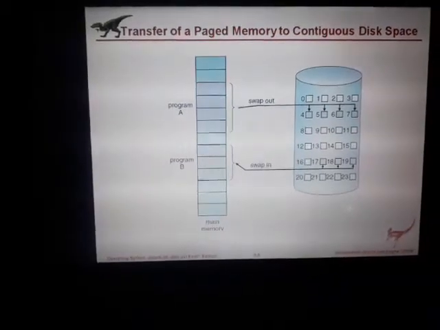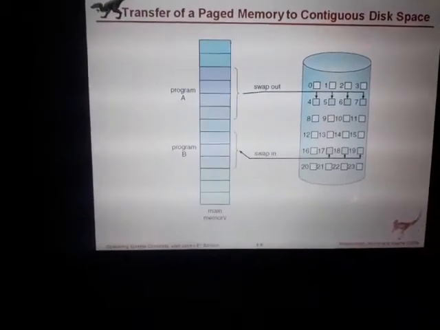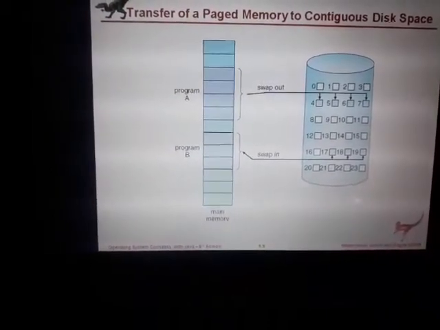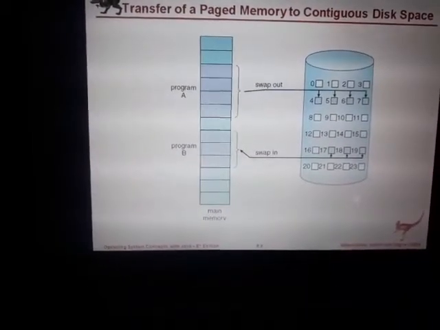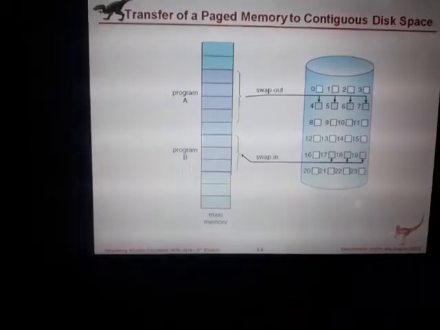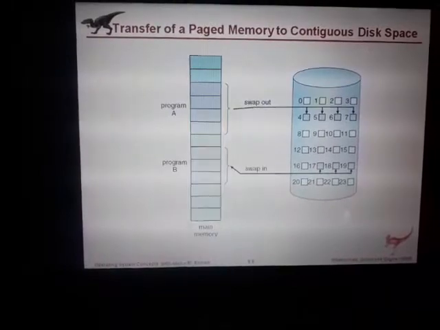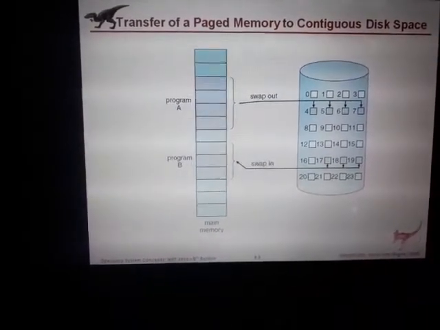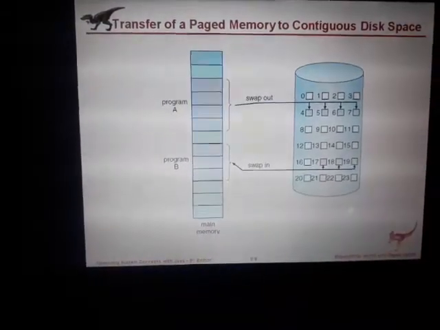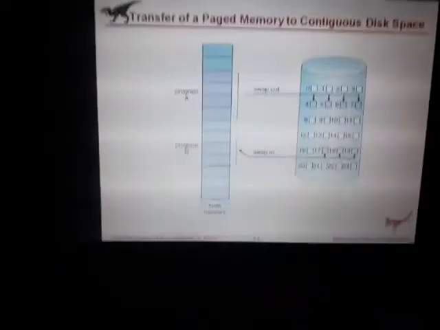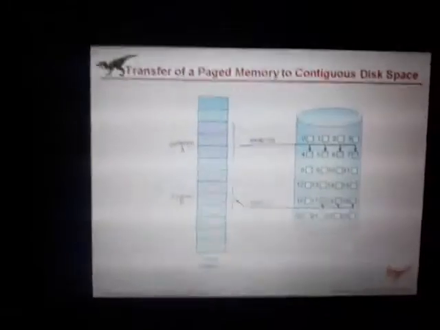Transfer of a page memory to the contiguous disk space. So there are two programs. One program is swapped in into the main memory. Another program is swapped out from the main memory. So program A is swapped out and stored in the contiguous disk space, whereas program B, which is already present in the contiguous disk space, is brought in or swapped in into the main memory.